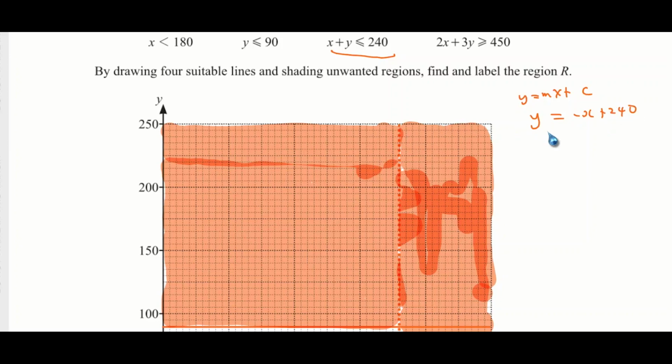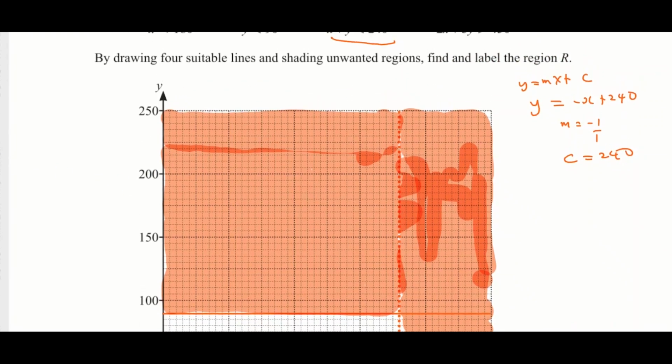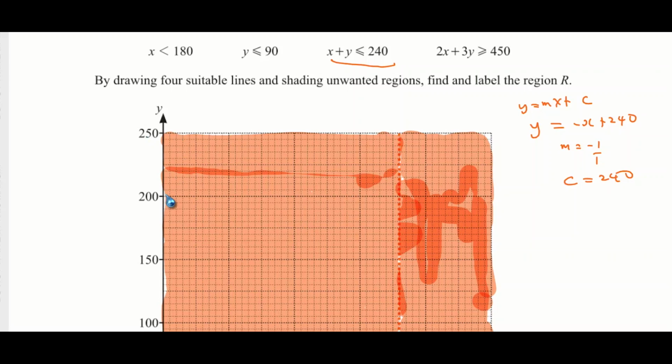Okay, so from here now the gradient is equal to minus 1 over 1. Then the intercept on the y-axis is c equals 240. So we are going to use this to plot the line. Okay, so let's find 240. Don't forget the value of a line here is 50, so 240 will be before this as 10, 20, 30. So 240 will just be here.